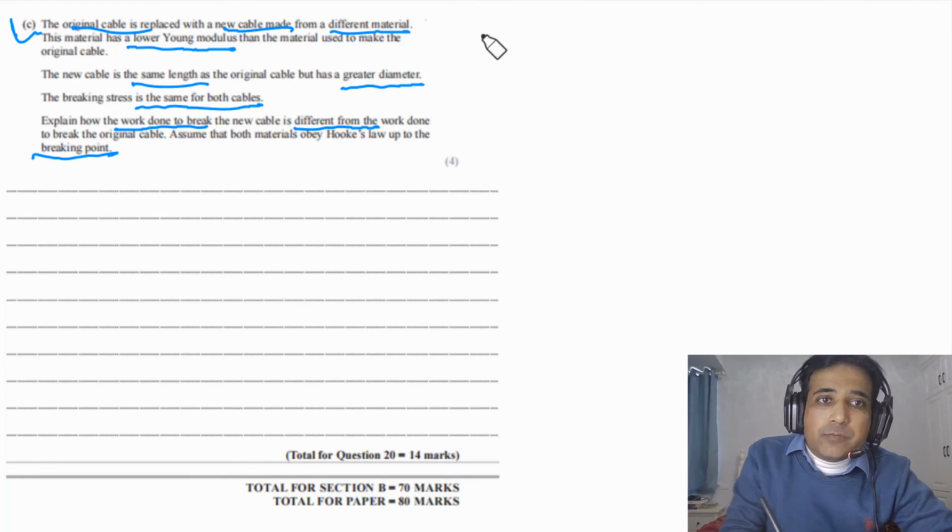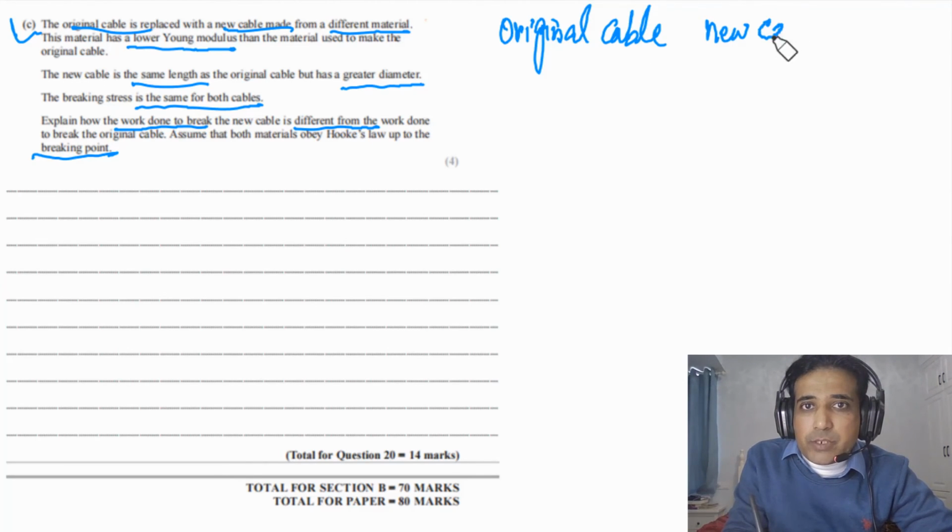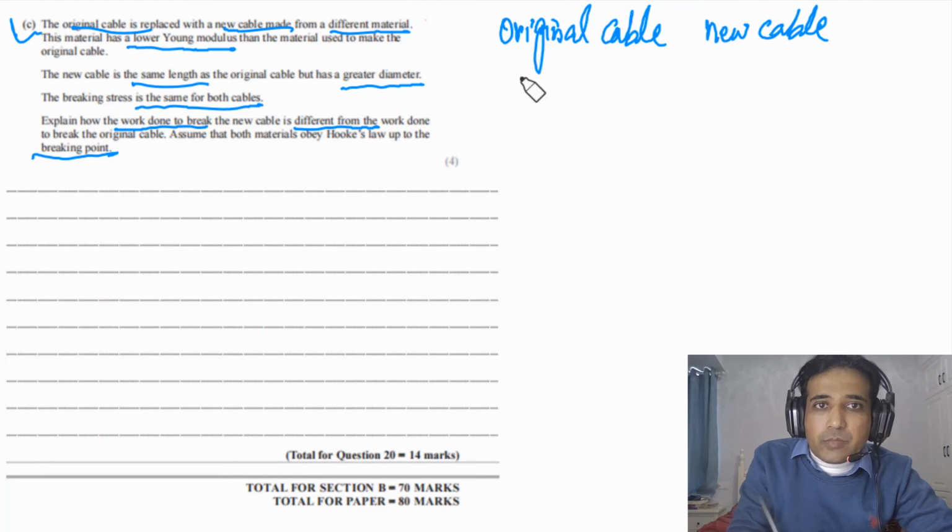So for this question, it is given to us original cable. We can write down here original cable, and we have new cable. For these two cables, it is given to us they have the same length.